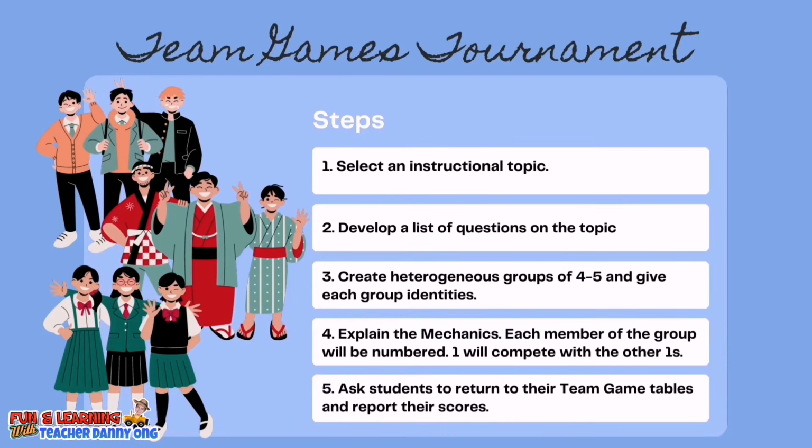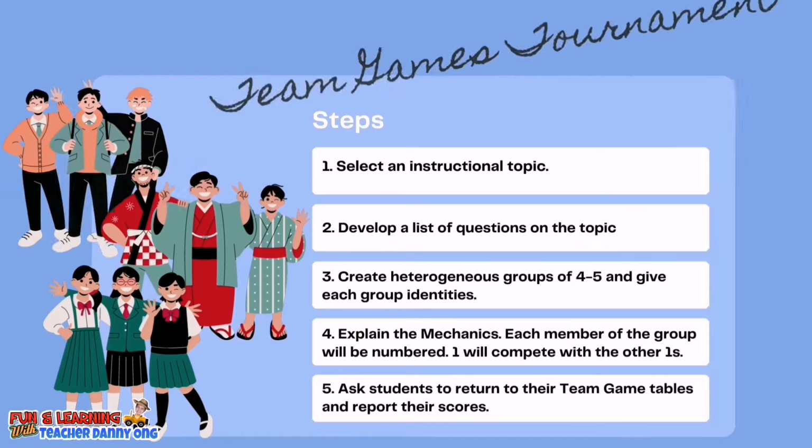Then fourth, each member of the group will be numbered. The ones will compete with the other ones, the twos will compete with the other twos, and so on. And then the last step: after the competition, students will return to their team game tables and report their scores. Now the team scores are compared and the winning team earns a reward.